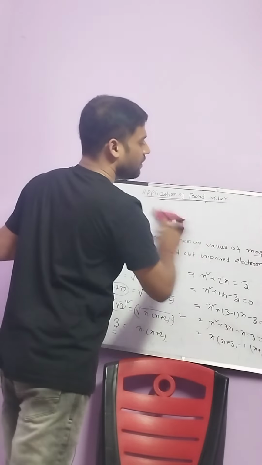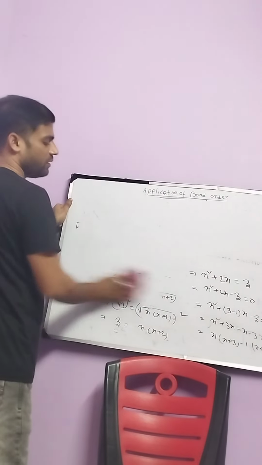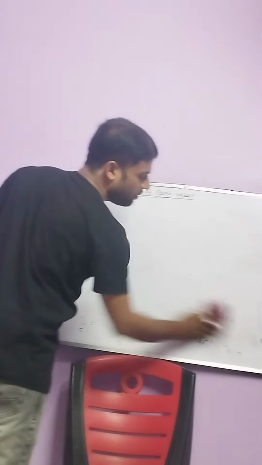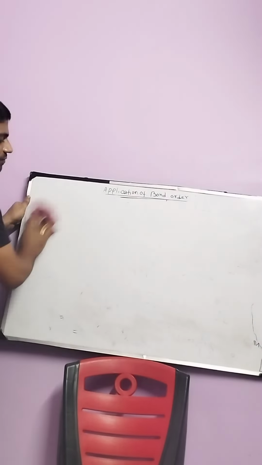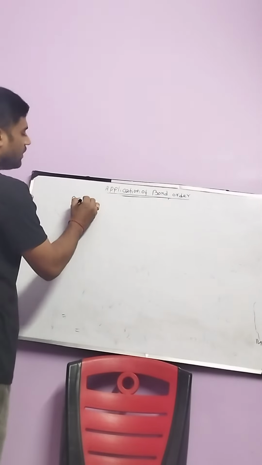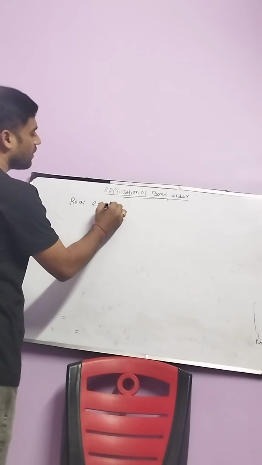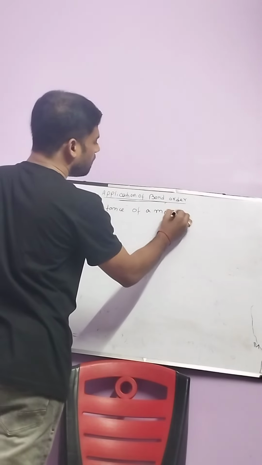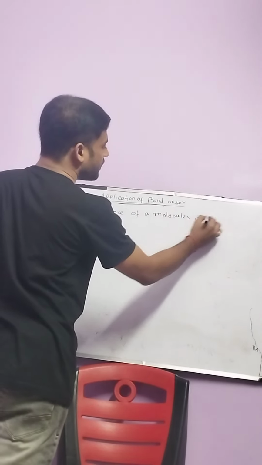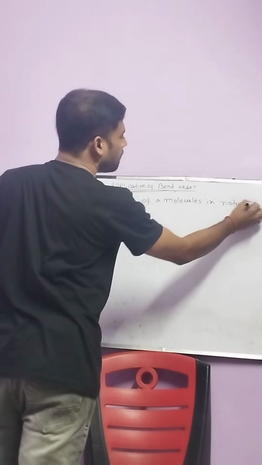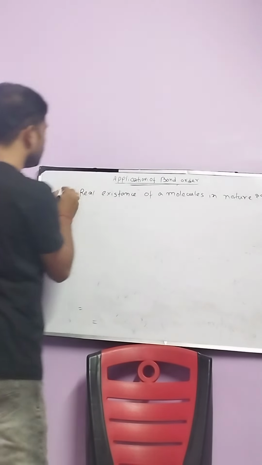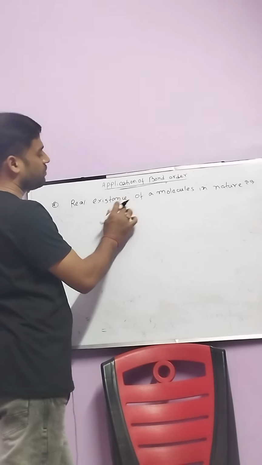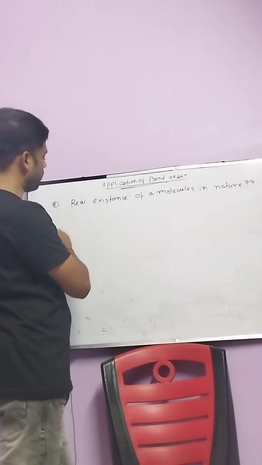That means the real existence of a molecule: is it yes or no? Does a molecule really exist in nature? How is it possible to solve this problem? This problem is solved by the bond order method.